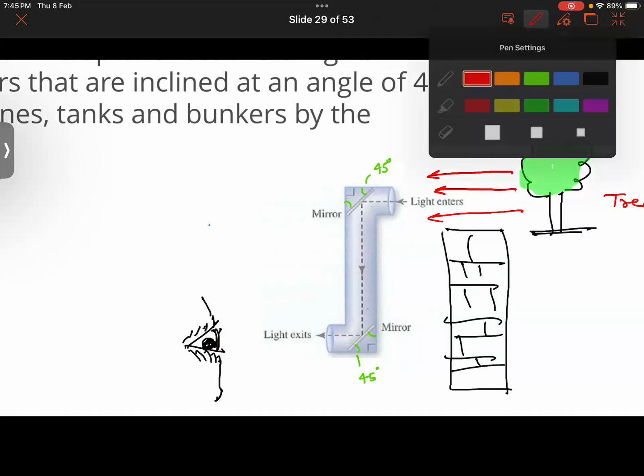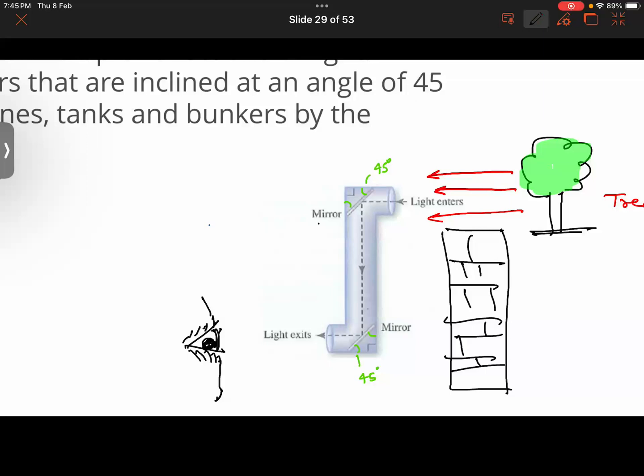You can call the mirrors mirror M1 and mirror M2 for convenience. So let me just tell you what is happening here. When you look into the periscope from the bottom hole in front of this lower mirror M2, you will be able to see the image of the tree. Why? Because the light rays from the tree fall on the mirror M1, and then again get reflected and fall onto mirror M2, and then again get reflected.